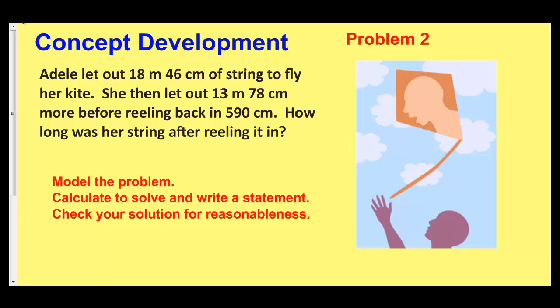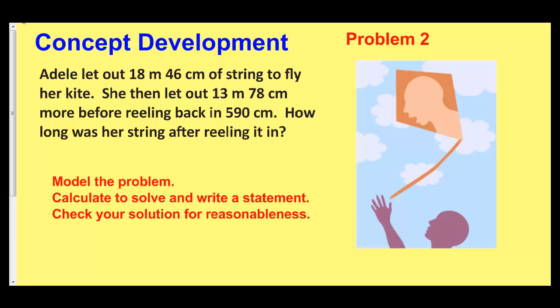Let's look at problem number 2. Adele let out 18 meters, 46 centimeters of string to fly her kite. She then let out 13 meters, 78 centimeters more before reeling it back in 590 centimeters. How long was her string after reeling it in? It's really important that you model this problem. And when you first read it, it sounds a little bit confusing. But if you draw a model and think about, okay, this is how far she let out her kite to begin with.